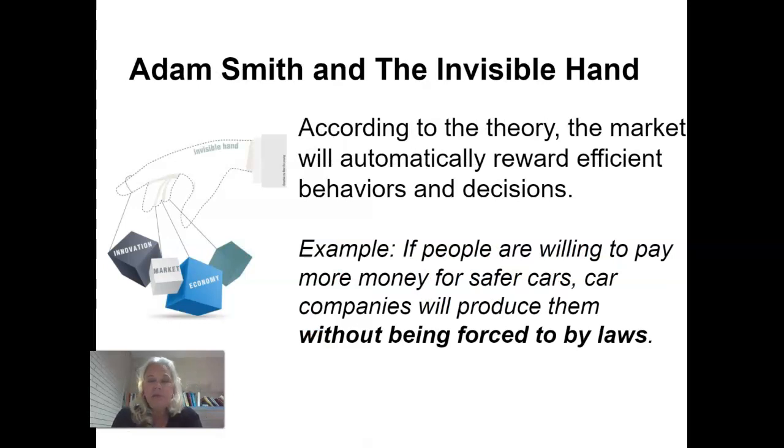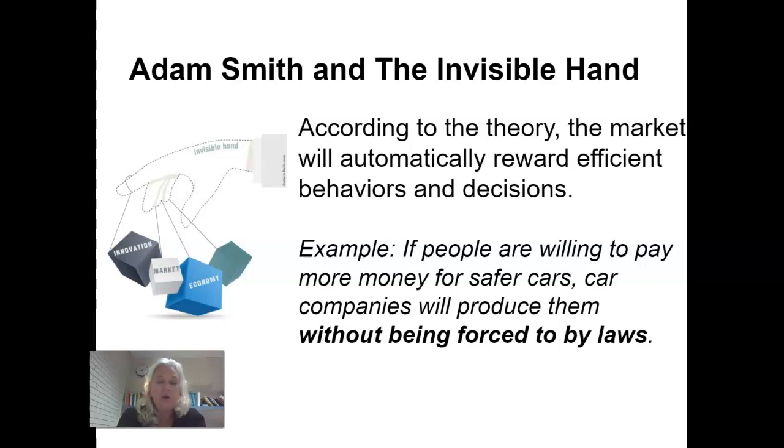Going back to Adam Smith and the invisible hand, according to this theory, the market will automatically reward efficient behaviors and decisions. So, an example of this is if people are willing to pay more money for safer cars, car companies will produce them without being forced by law.